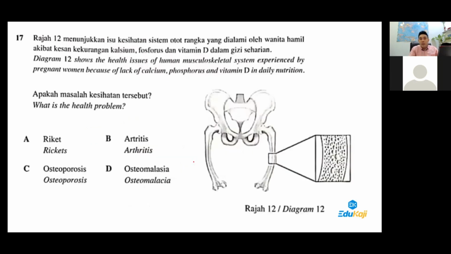Now 17 is Osteomalacia. Simply because of lack of calcium, phosphorus, and vitamin D. Some students might answer arthritis. Arthritis is actually a joint problem, guys. 17. Quite obvious that the answer is D. Okay.